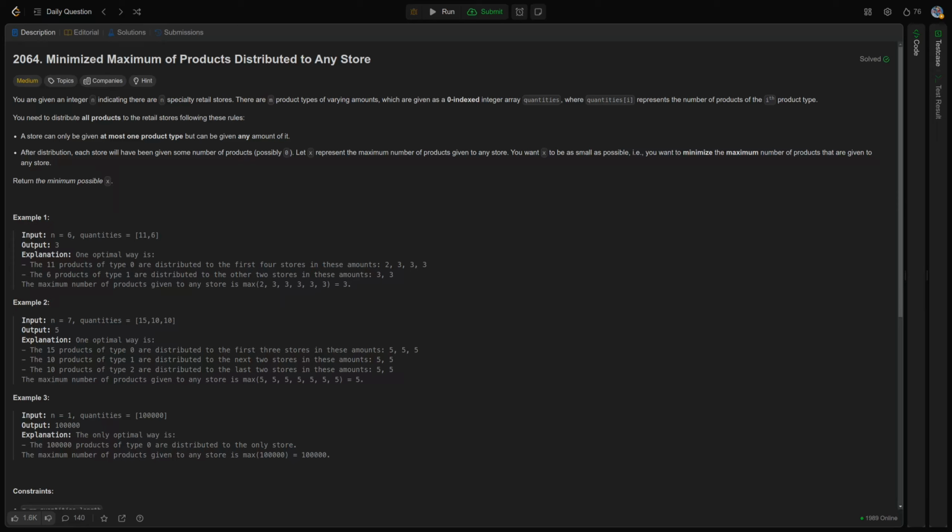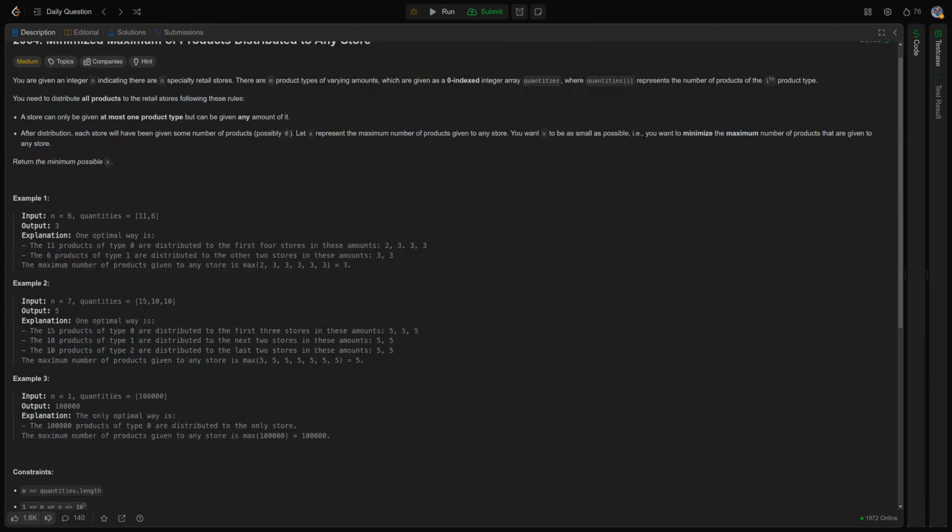If you just look at the first example right here, we can see the quantities 11 and 6, and n is equal to 6. The way you're going to be dividing these numbers is: you're going to be dividing 11, and you're going to be dividing 6. The way they have it here is 11 product types, and you can distribute to the first 4 stores. So if you did 11 divided by 4 and rounded to integers, you would have 2, 3, 3, 3, and then you could divide 6 by 2, and you would get 3, 3. And then the maximum number of products given to any store would be 3.